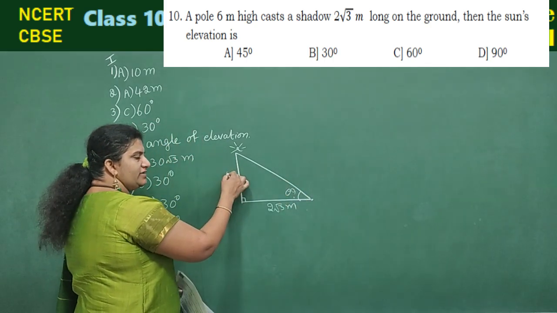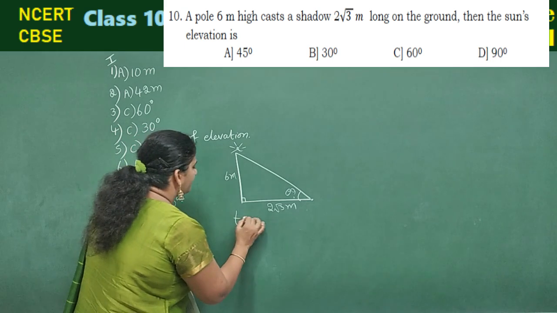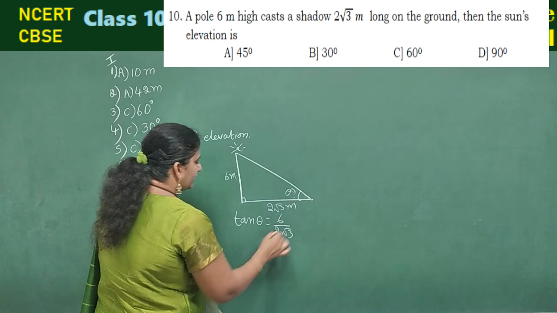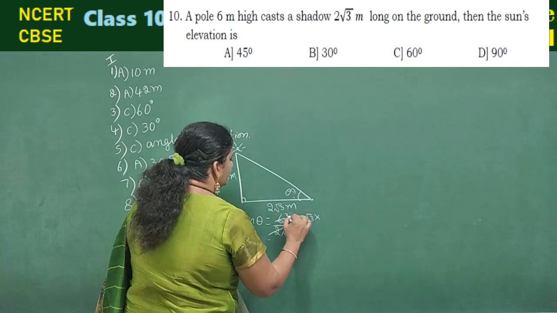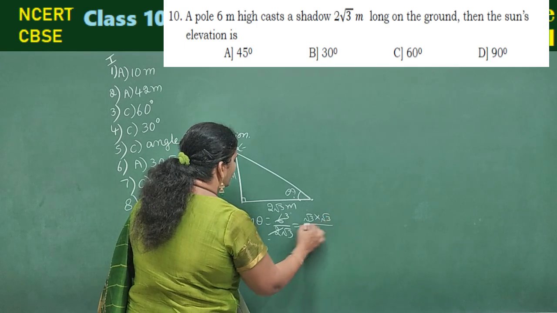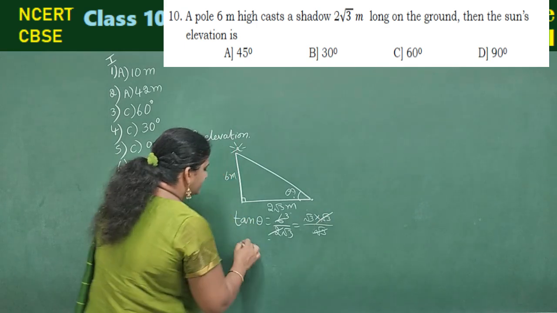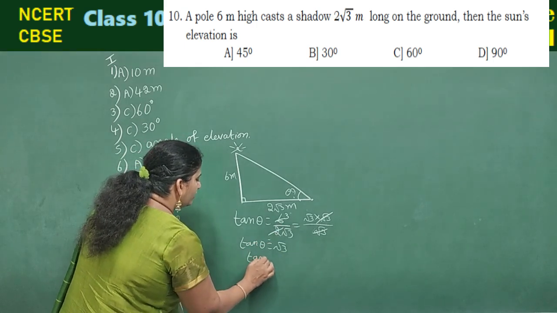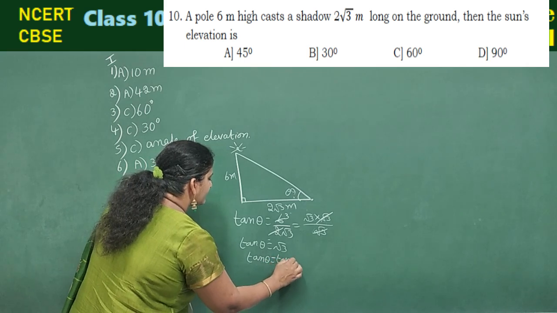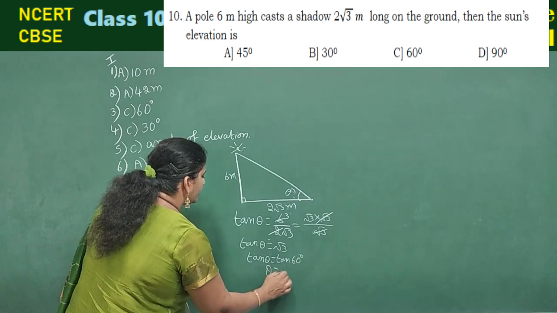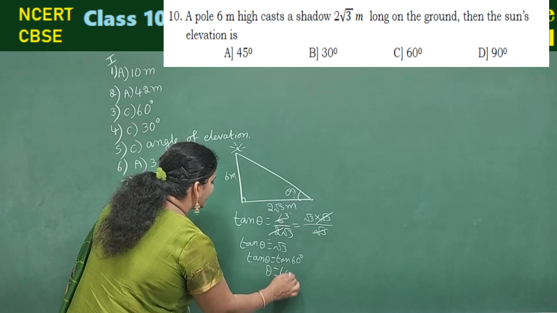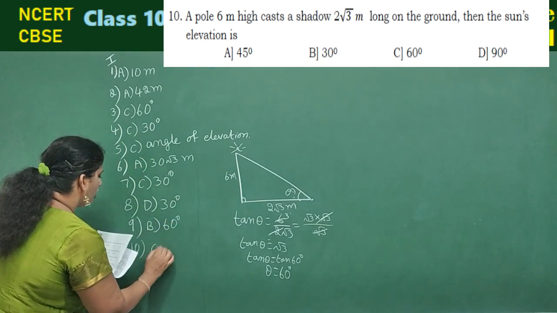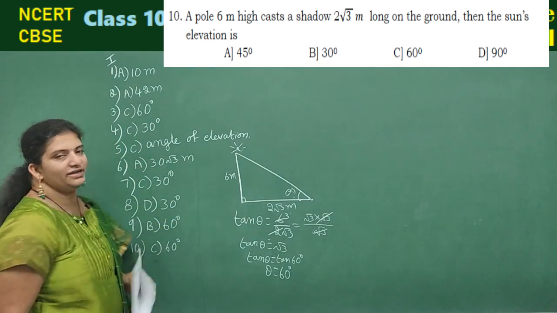And we know here again, in the same manner, opposite, adjacent. Tan theta is equal to opposite 6 by adjacent 2 root 3. 2 3s are 6. This 3 I can write as root 3 into root 3, so by root 3, root 3 cancel. Tan theta is equal to root 3. Where do you get root 3? Tan 60 degree is equal to root 3. Therefore, the sun's angle of elevation is 60 degree. Your option is C, 60 degree.